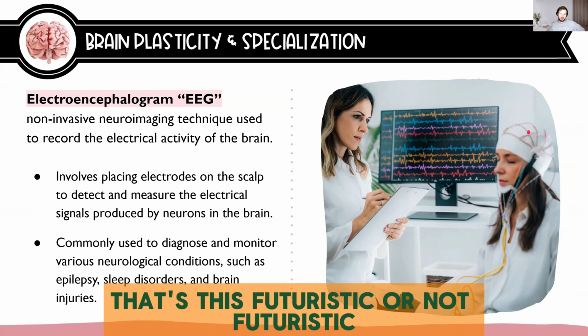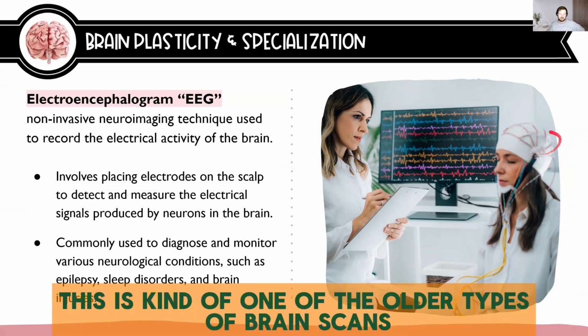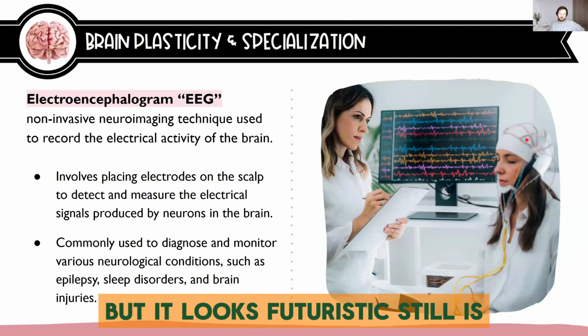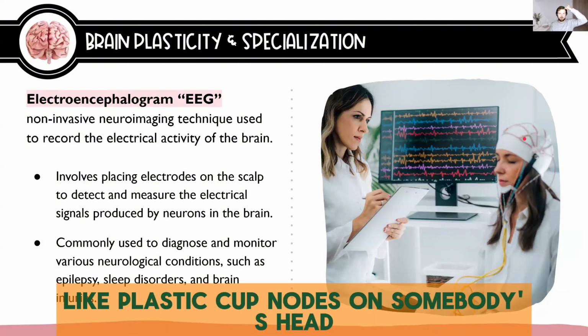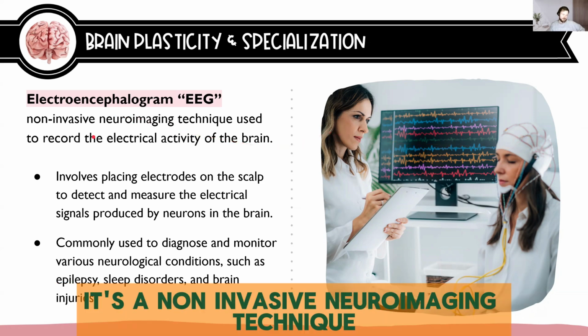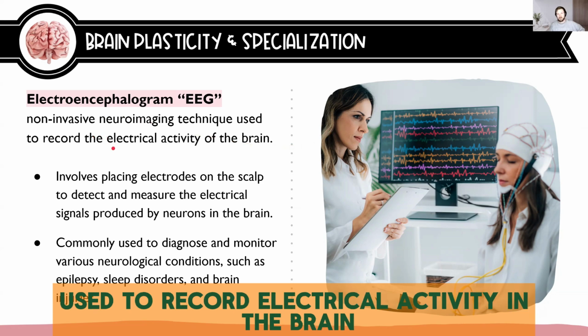EEG, that's this futuristic, or not futuristic. I mean, this is kind of one of the older types of brain scans, actually. It's old, but it looks futuristic still, is when they put all these little plastic cup nodes on somebody's head. You see it in the movies, you see it in Stranger Things. It's a non-invasive neuroimaging technique used to record electrical activity in the brain.